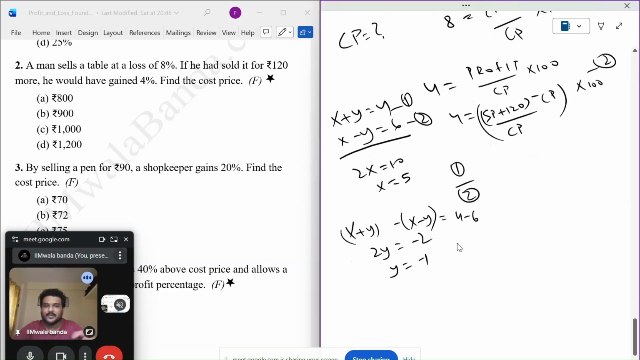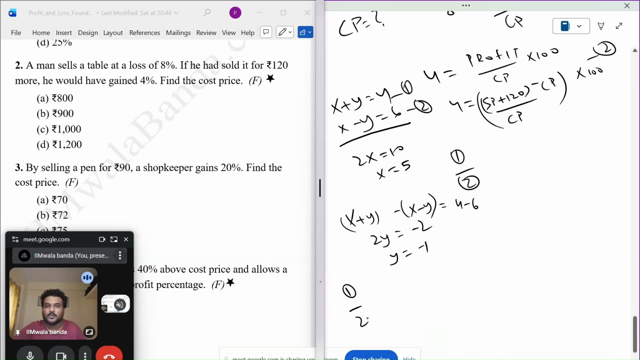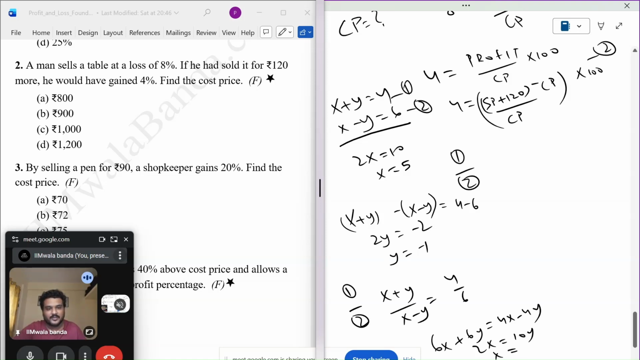Similarly, be very comfortable that you can also do 1 upon 2. For example, x plus y upon x minus y is equal to 4 by 6. This is also correct. So from here you get 6x plus 6y is equal to 4x minus 4y, or 2x is equal to 10y, or x is equal to 5y, right? And in this case, you can see, wait, 6x, and this will become here. So this is minus 10y, this is minus 5y. So you can see x is also 5, y is also minus 1, correct?